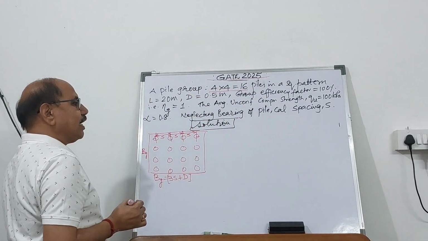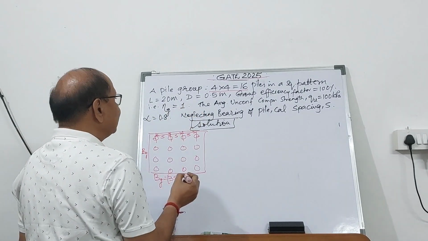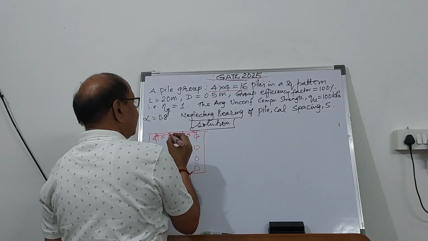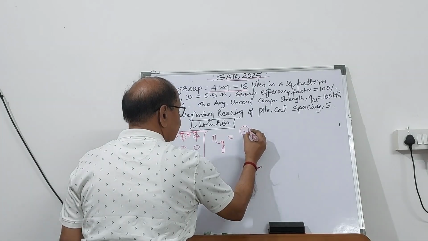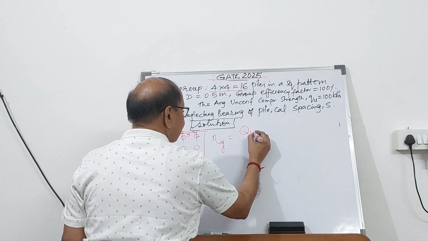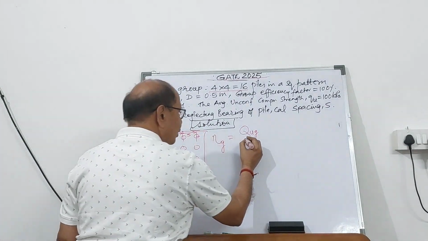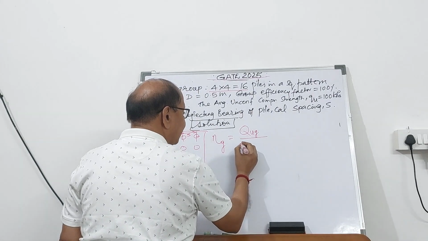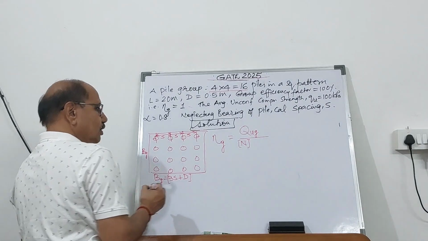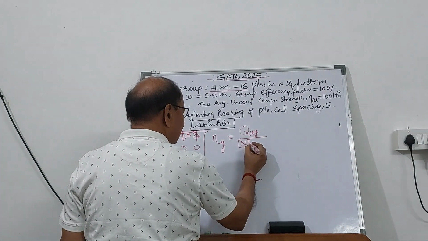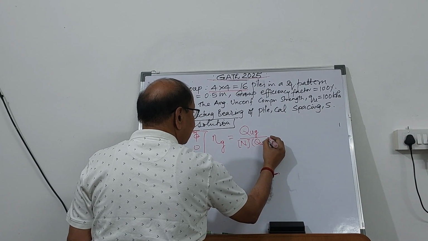So 16 piles have been arranged like this. Length and diameter are given to you. Group efficiency factor eta g is 1. That's given to you. What is eta g? Eta g is defined as the ultimate load carrying capacity of the pile group as a group, divided by the number of piles, here 16, where capital N is the number of piles, into the ultimate load carrying capacity of a single pile.